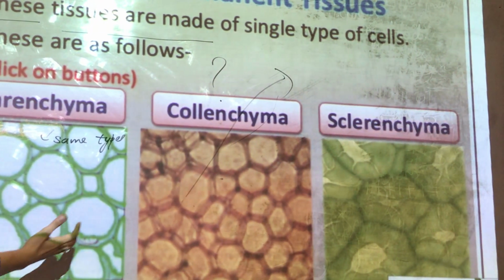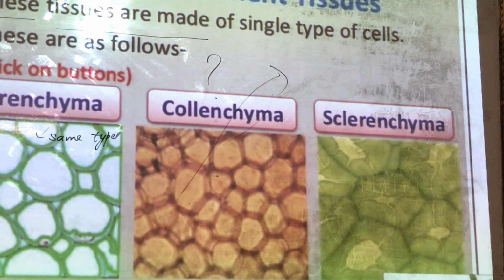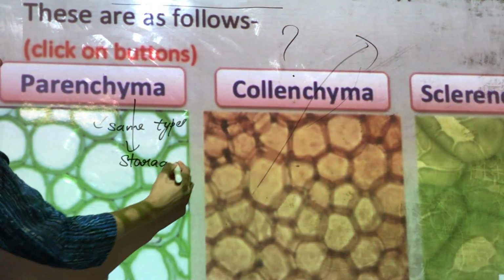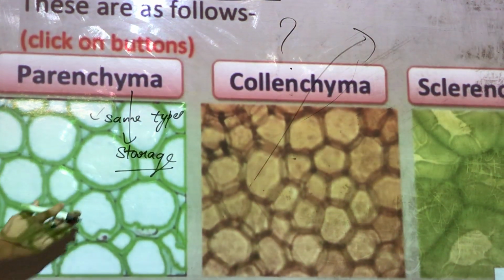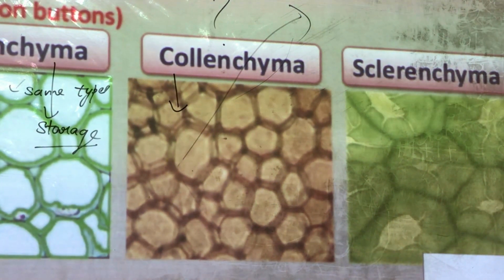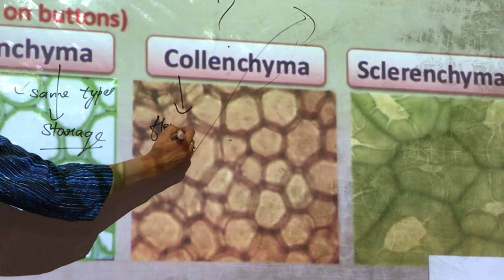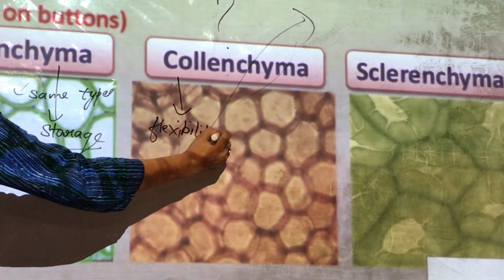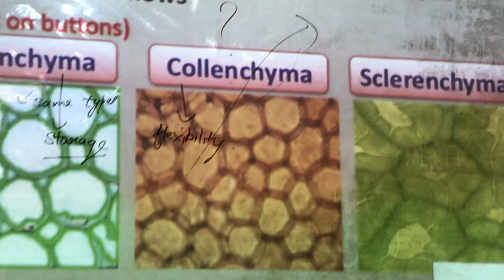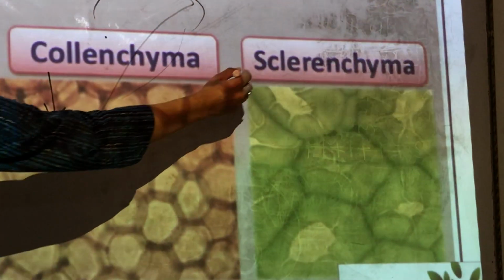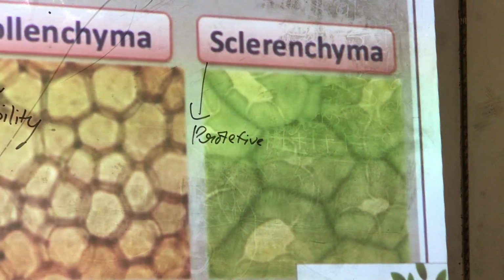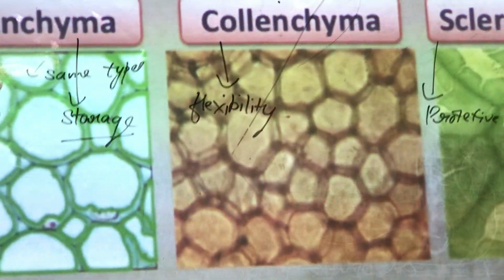We'll just have an overview of all these tissues here. So parenchyma are basically the storage provider. These parenchyma tissues provide storage. They are responsible for storage in plants. Whereas collenchyma, they are responsible for the flexibility. We'll study them in detail. So parenchyma are responsible for storage. Collenchyma are responsible for flexibility. Whereas sclerenchyma are the protective tissues. They protect the plants.